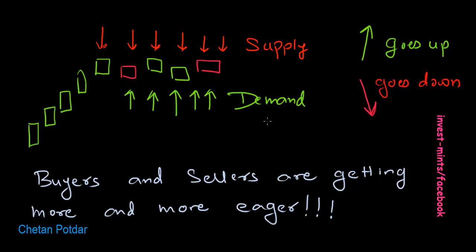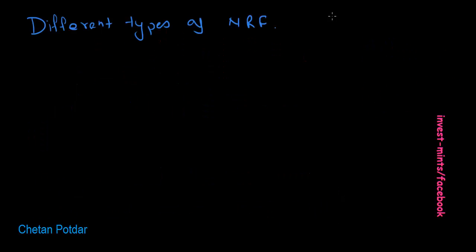And out of these two, either the supply gets exhausted or the demand gets exhausted. And if the demand gets exhausted, then the price goes down like a stone. Or if the price goes up, it goes up like a rocket. This is what is called as a NRF. So very quickly, let me show you different types of narrow range formations which occur in the market.